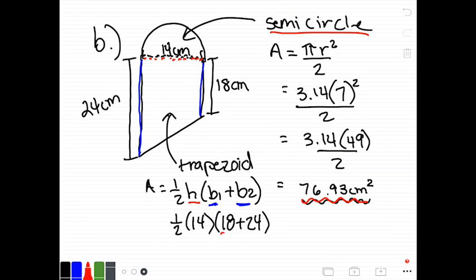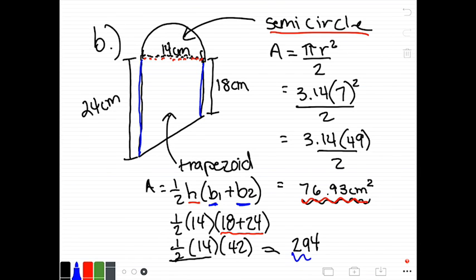The next step, you have to add. You have to use order of operations. When you add, you get 42. And now you can multiply straight across. And last week we turned 1/2 into 0.5. You can also just think of this as what's half of 14? Well, that would be 7. And then 7 times 42 is 294. Okay, so we've got centimeters squared.